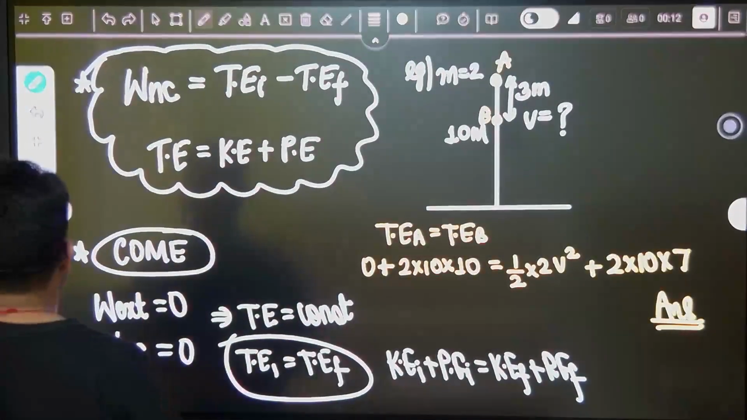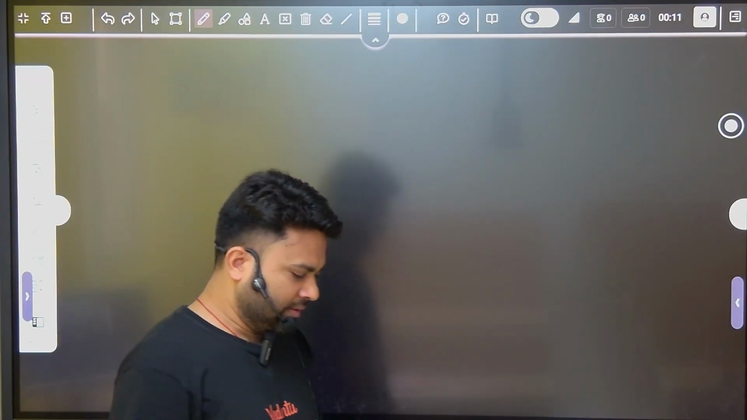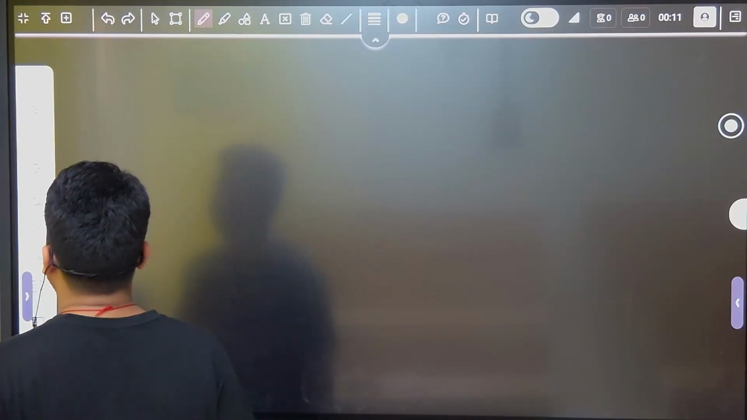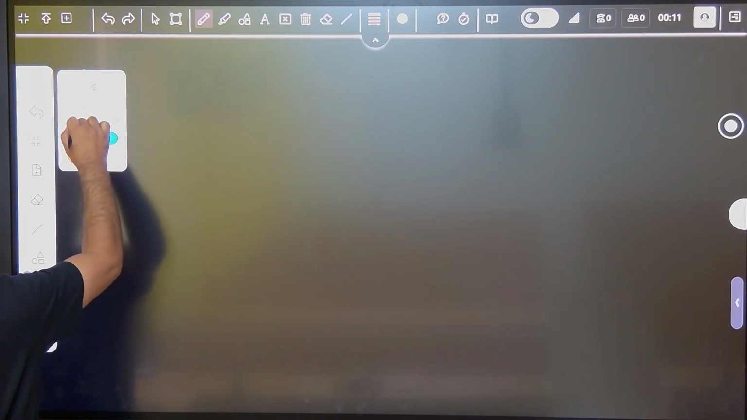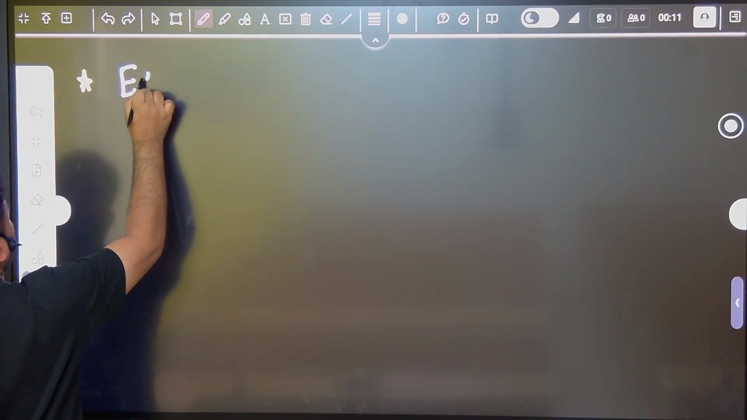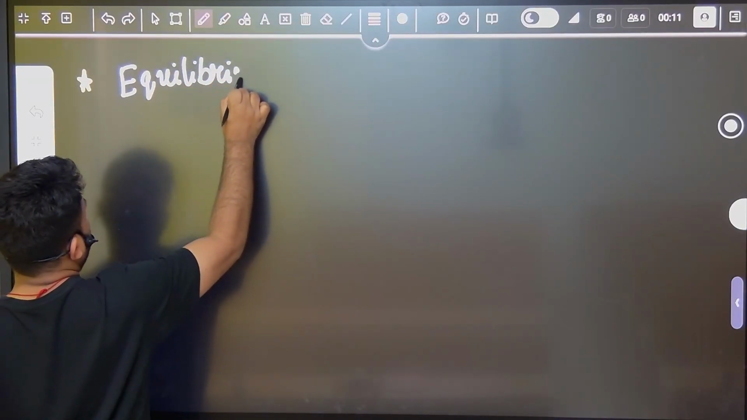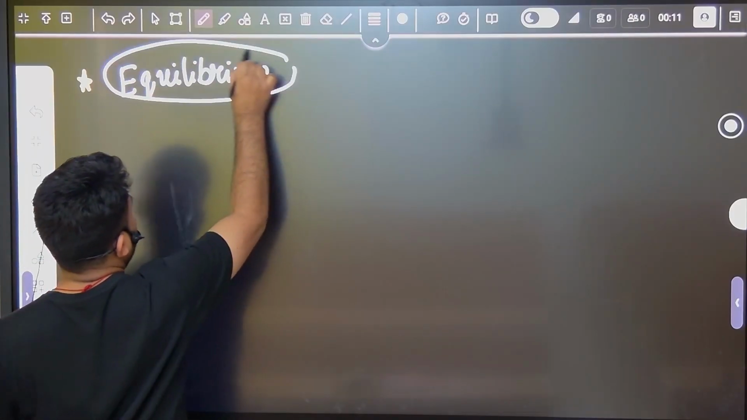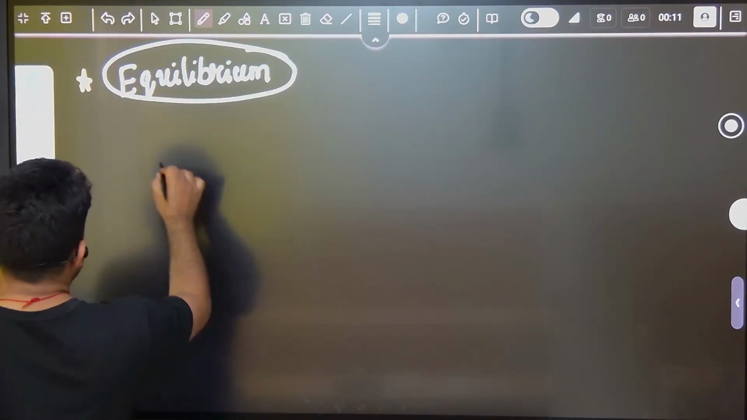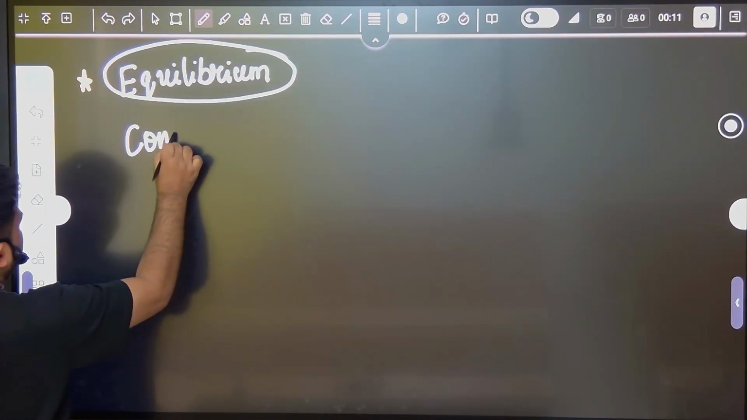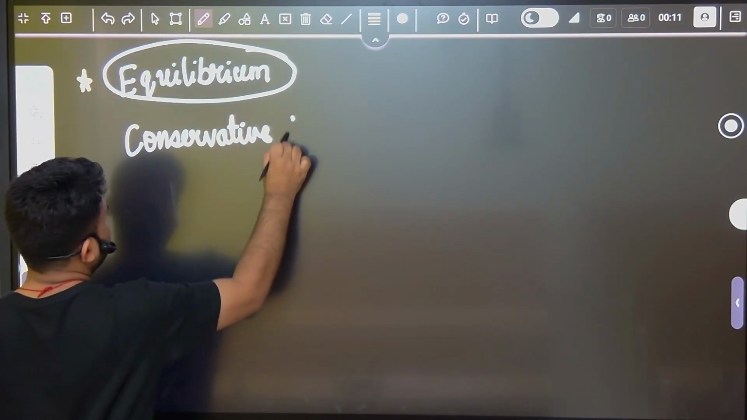See, next, we will study a little bit about types of equilibrium. Equilibrium. Okay, and we'll be talking about conservative force. Suppose we have conservative force. Whatever I will be teaching right now is valid for conservative force only. So conservative force.